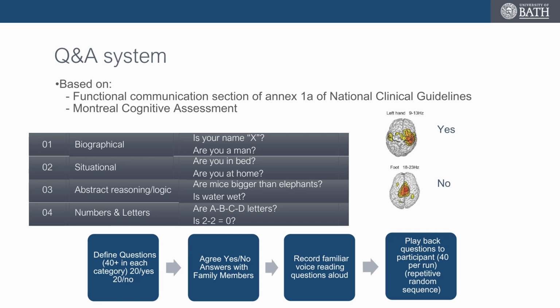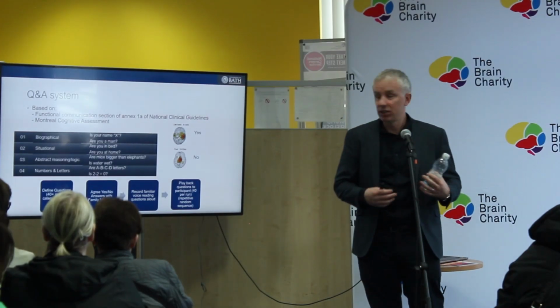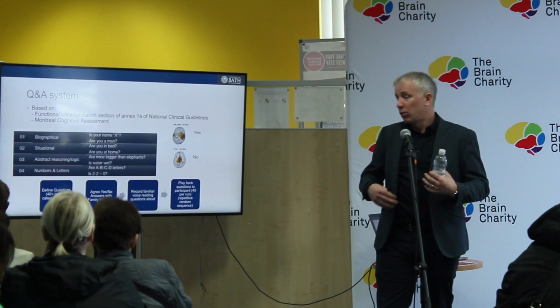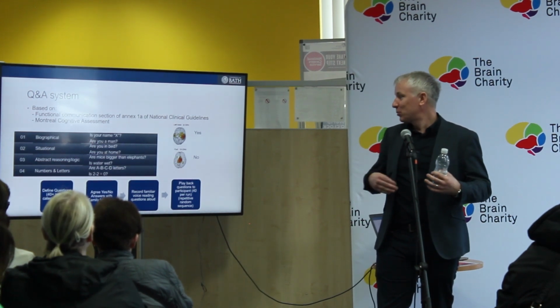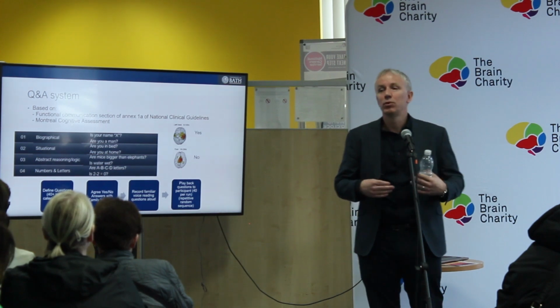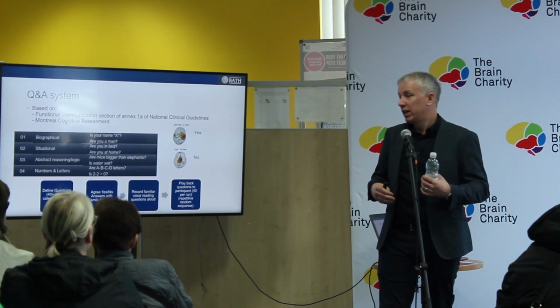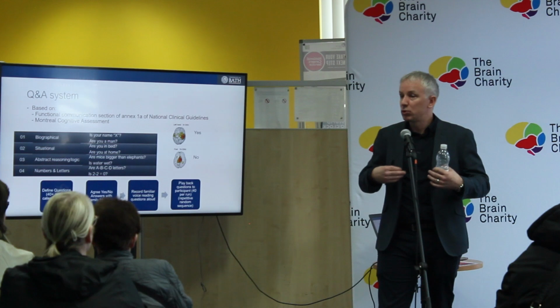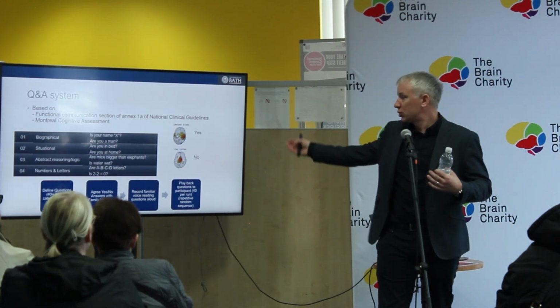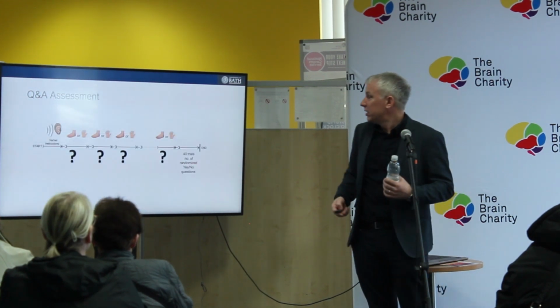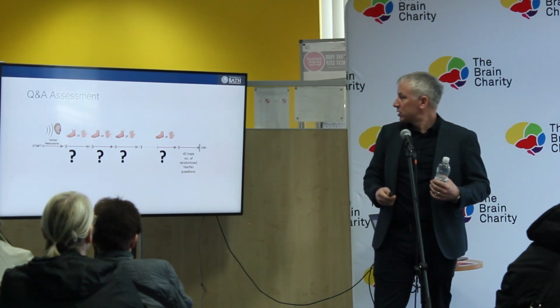So we sit down with a family member and we ask them the appropriate yes/no responses for this particular person. We split the questions up into biographical awareness, situational awareness, abstract reasoning, numbers and letters. Once we've determined the right answers for that person, we ask the family member to read the questions aloud. We record the family member reading them aloud, and then we play them back to the participant. And remember, they've already done 7 or 8 sessions where they've learned to modulate brain activity. And so we say, imagine right arm movement for yes or left arm movement for no. And that's repetitive as well, the way I explained it.